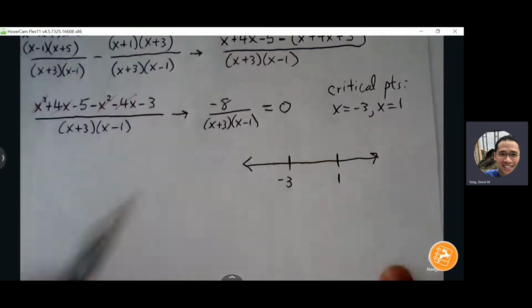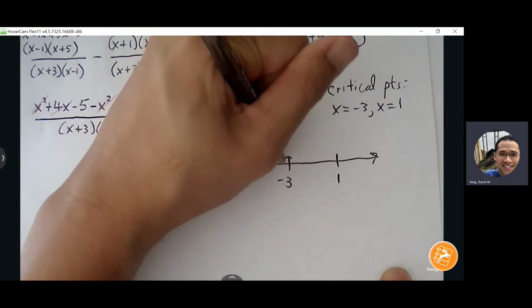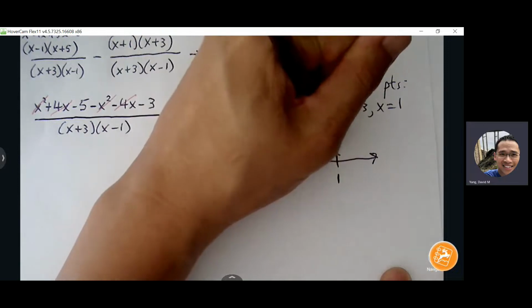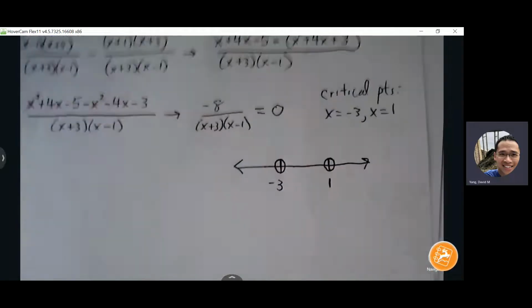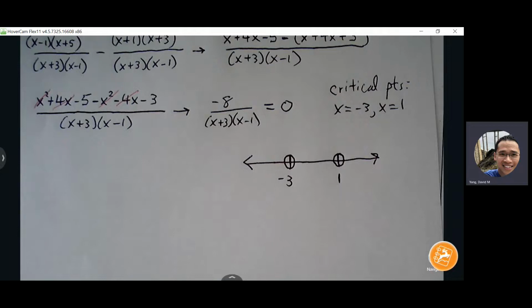So what that means is that these will never be part of our solution set. We'll put open circles to indicate that we're going to be testing the intervals around them, but once we reach these critical points, we have to make sure we don't include them in our solution set. Nothing from the denominator can ever be part of our solution, but we do put them on our sign line as a way of separating our intervals.